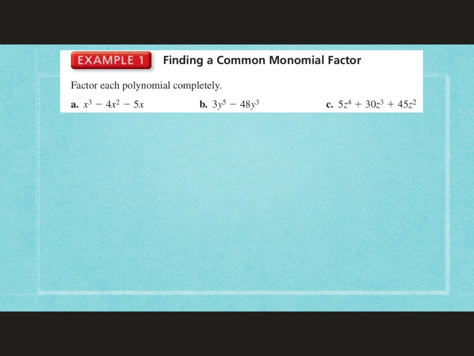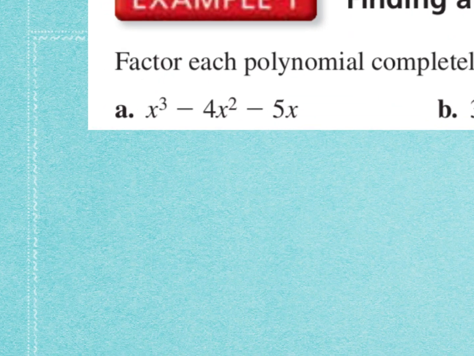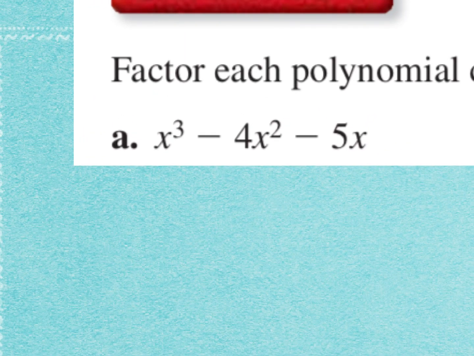So example 1, it says factor each polynomial completely. Looking at A, what could we do to factor? Take out an x. Take out our GCF, which is an x. So I'm going to take out an x, and then I'm left with x squared minus 4x minus 5. Can we factor this anymore? We wouldn't want to because our x squared is positive. So like we always want the leading term to be positive.